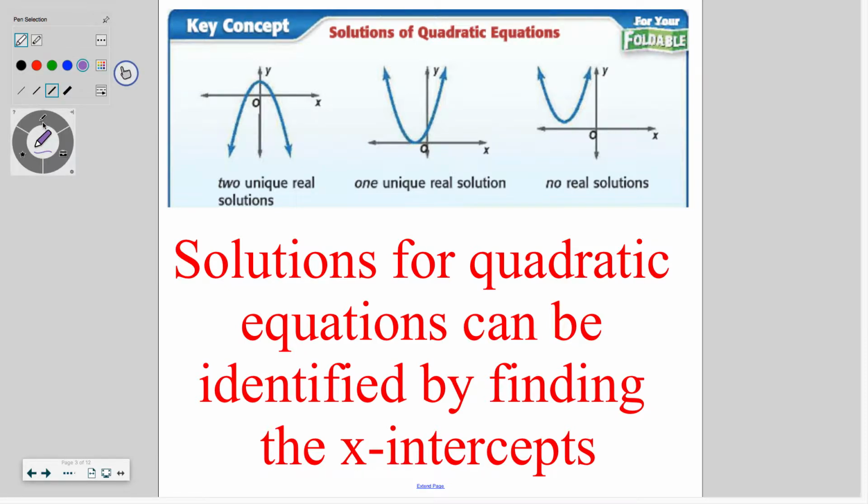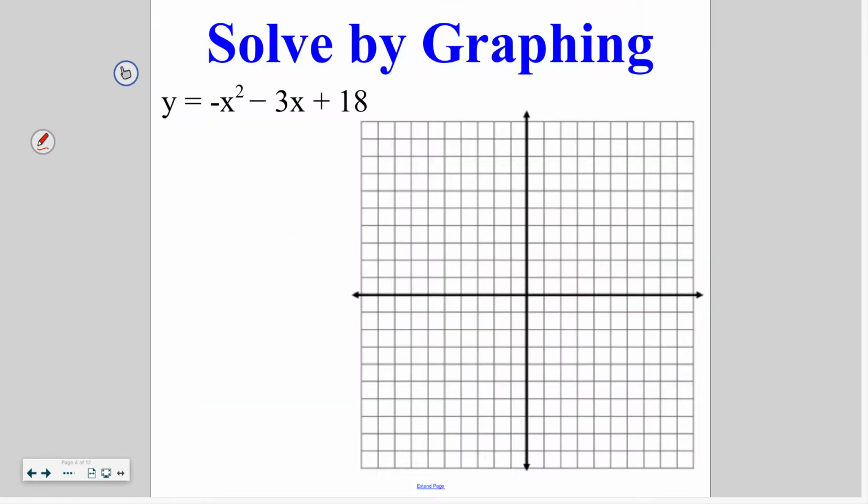When we're saying solution, we are looking for when it hits 0. So what values of x make the y 0? In this first example, there are two solutions. The middle example has one solution, and the last example has no solution. So that is the number of times that the graph of the parabola hits the x-axis.